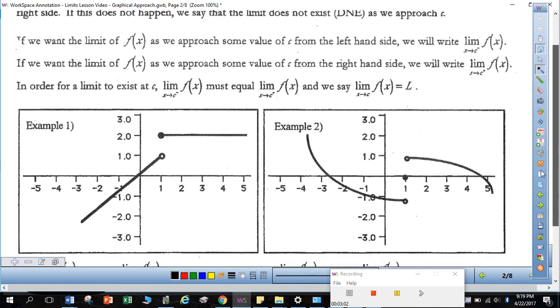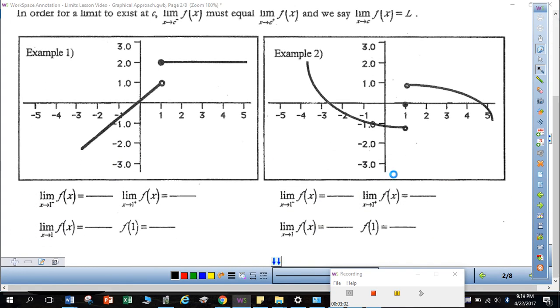So let's start to look at a few examples. In example 1, first it's asking us the limit as x approaches 1 from the left. In other words, as x is getting closer to 1, coming from the left side, the y value is getting closer to 1.